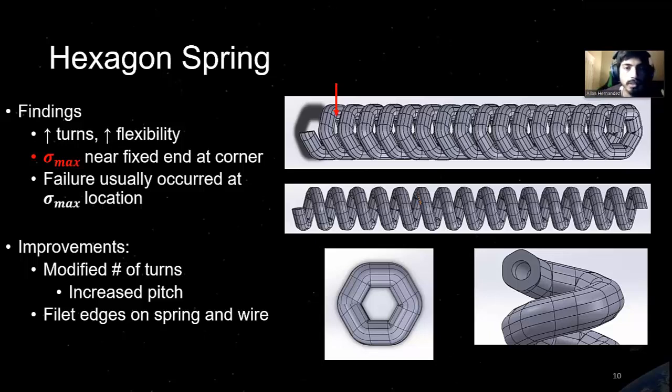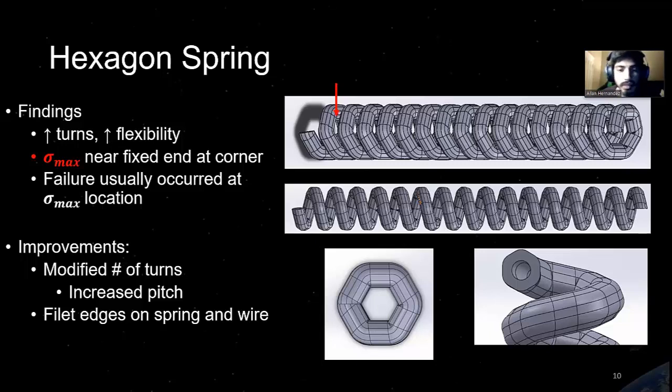The improvements made throughout the year for this spring were modifying the number of turns. Overall, this meant increasing the pitch because of printing restrictions. My initial design, which had 20 turns, was not able to be printed, so the pitch had to be increased, resulting in fewer turns of the spring.